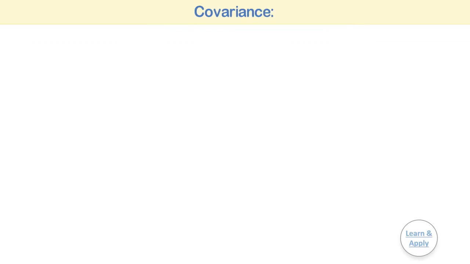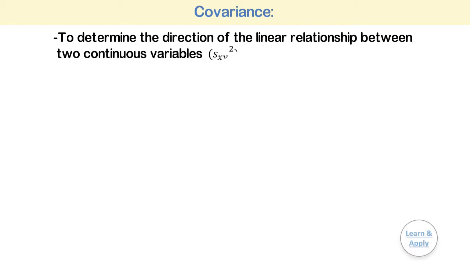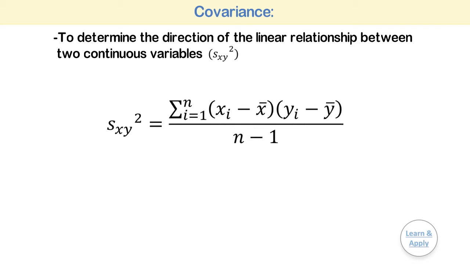Covariance. The covariance is used to determine the direction of the linear relationship between two continuous variables. The covariance is commonly expressed by Sxy square, and it is calculated as Sxy square is equal to summation from i equals 1 to n of (xi minus x bar) into (yi minus y bar) divided by n minus 1.